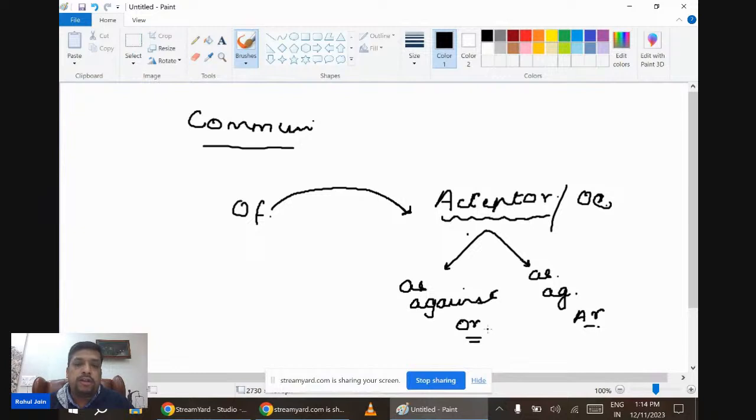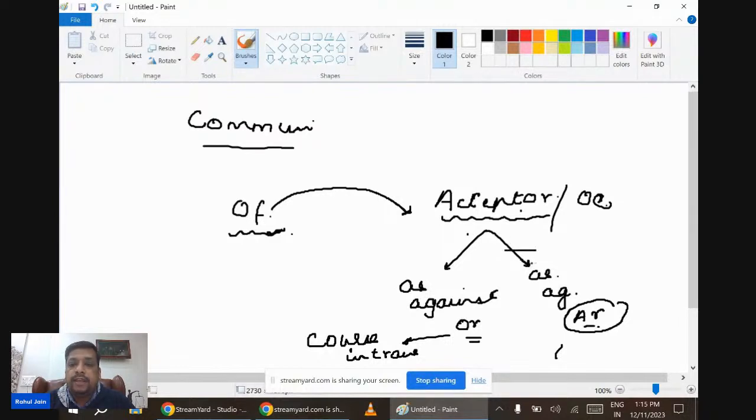Now, the communication of acceptance as against the offerer is completed when it is put in the course of transmission. That means it is beyond the control of the acceptor. As soon as the letter of acceptance has been put into the red letter box, that means it has now become out of control, then the offerer is bound. But as against the acceptor, the communication is completed when it comes to the knowledge of the offerer. So in both these situations, the acceptor can revoke the acceptance before it reaches the offerer. Number one. However, the offerer can revoke the offer before the letter is put into the course of transmission.